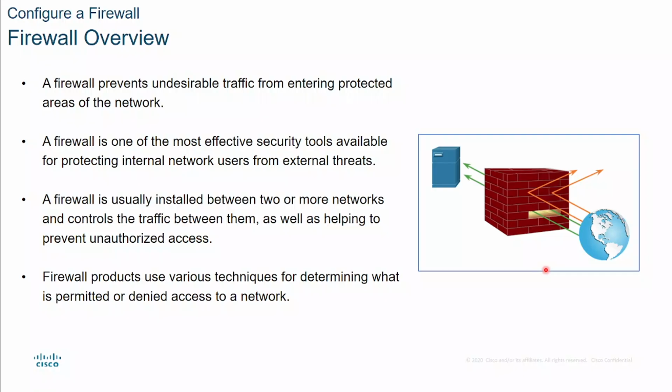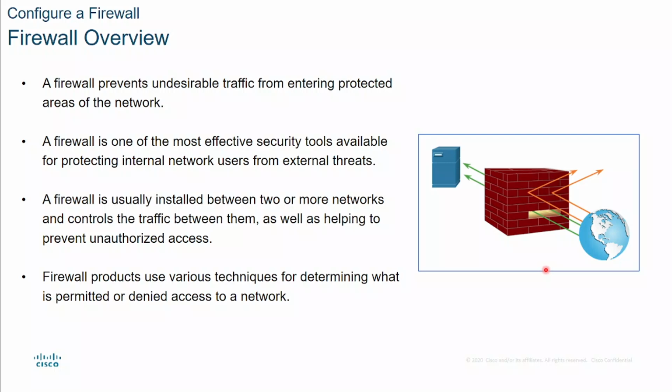Now let's look at firewalls. We've been hearing firewall for a while, and we need to understand how that works. What a firewall does is prevent undesirable traffic from entering protected areas of the network. A firewall is one of the most effective security tools available for protecting internal network users from external threats. A firewall is usually installed between two or more networks and controls the traffic between them, as well as helping to prevent unauthorized access.